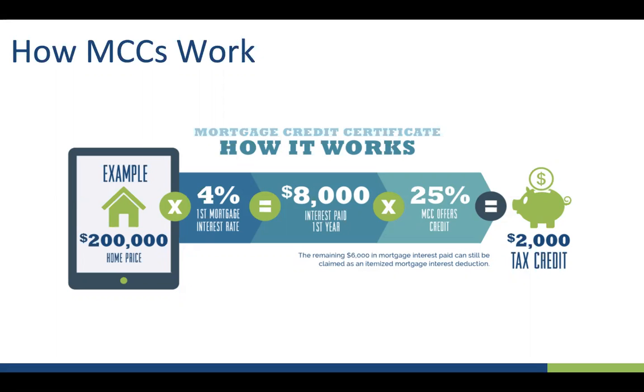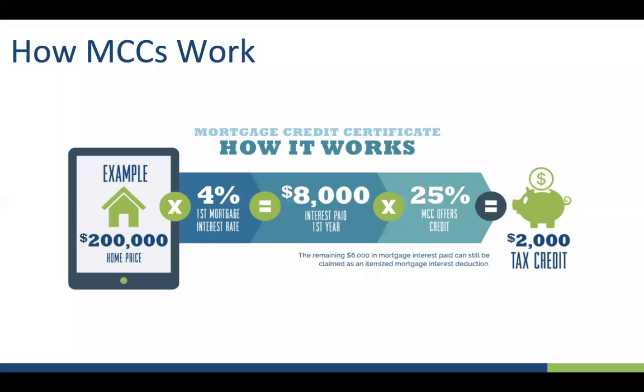So let's assume a $200,000 home price. You can tell this example is a little bit dated because we're going to assume a 4% interest rate, which seemed really good when we made this example. And look at us now, right? Nonetheless, $200,000 home, 4% mortgage. If they paid interest, 12 payments in the first year, that would be $8,000 in interest paid.